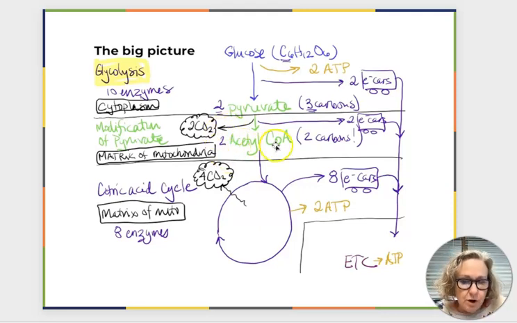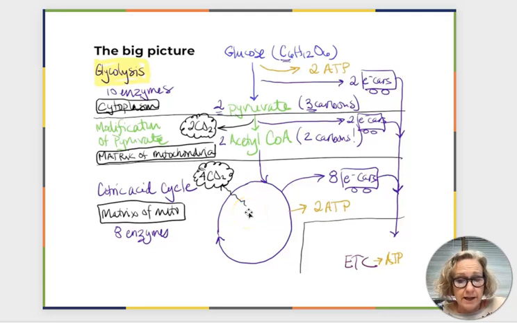So we have 2 acetyl-CoA molecules now that gives off CO2, and we make 2 more electron carriers. I like to say carriers. 2 more things that will carry electrons to our electron transport chain. So now we have 4 carriers. And we have acetyl-CoA, which is what we need to enter the citric acid cycle. We enter the citric acid cycle. We give off some more CO2.